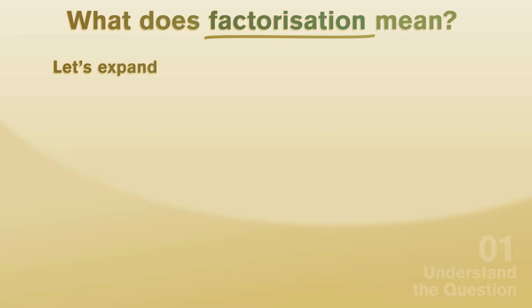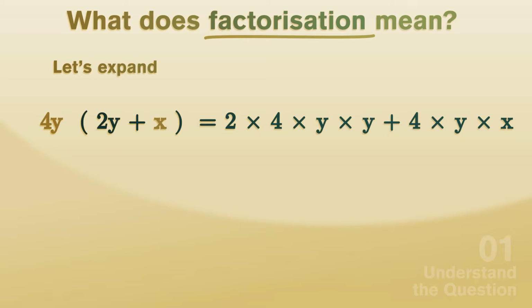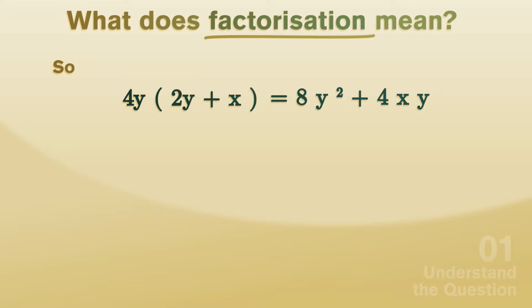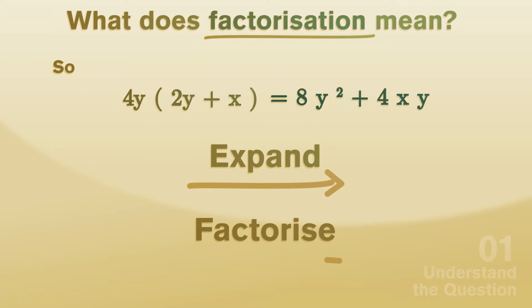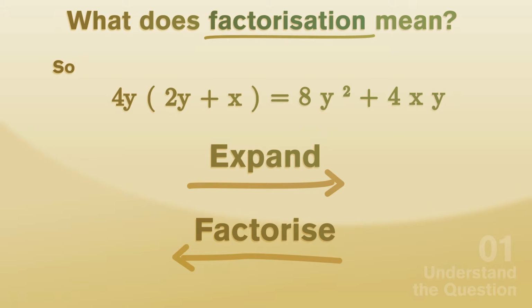To demonstrate this, let's expand 4y outside of 2y plus x. We do this by multiplying both of the terms in the brackets by 4y, and we get 8y squared plus 4xy. So to go from 4y outside of 2y plus x to 8y squared plus 4xy is to expand, and to go the other way is to factorise. We can now say that 4y and 2y plus x are factors of the expression 8y squared plus 4xy.